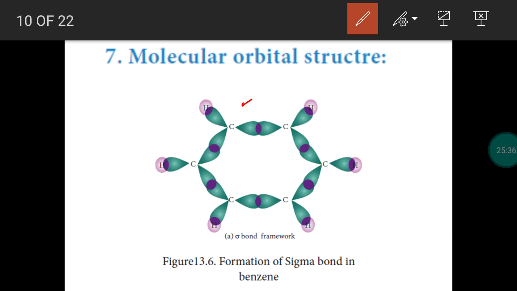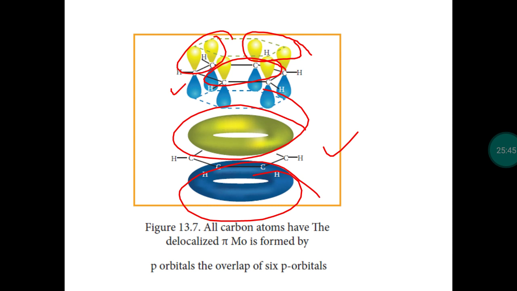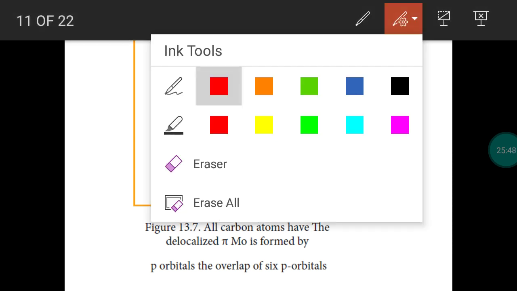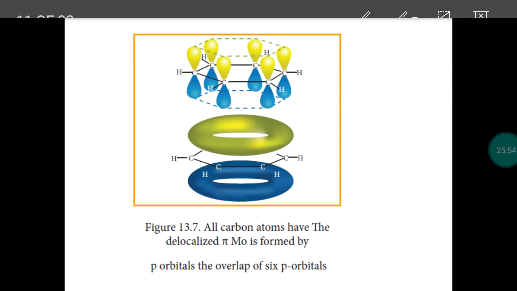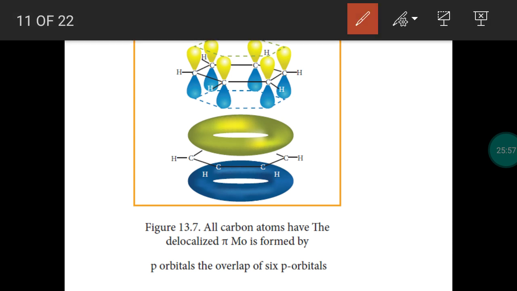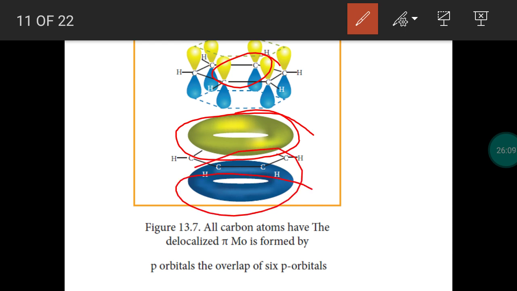This is due to head-on or linear overlapping of orbitals, which creates a sigma bond. And we have the unhybridized 2pz orbital. Every carbon has an unhybridized 2pz orbital with a single electron. Lateral or sidewise overlapping will make a pi bond, and this pi bond is not a localized one. The pi electrons will spread over all the carbon atoms above the plane as well as below the plane.